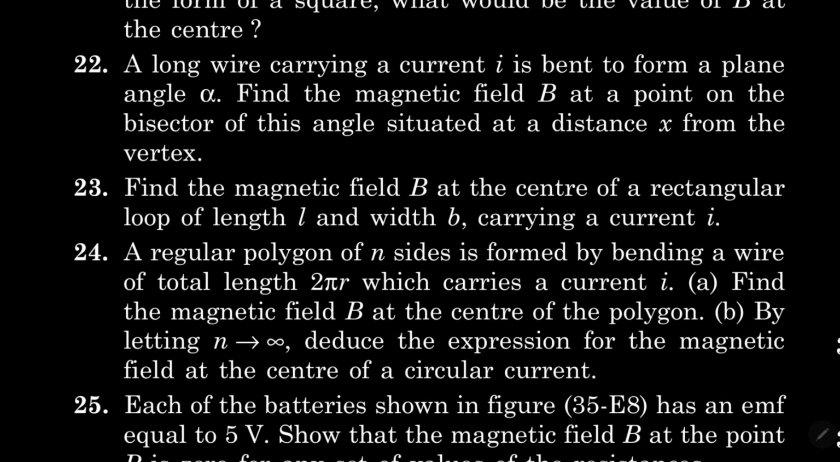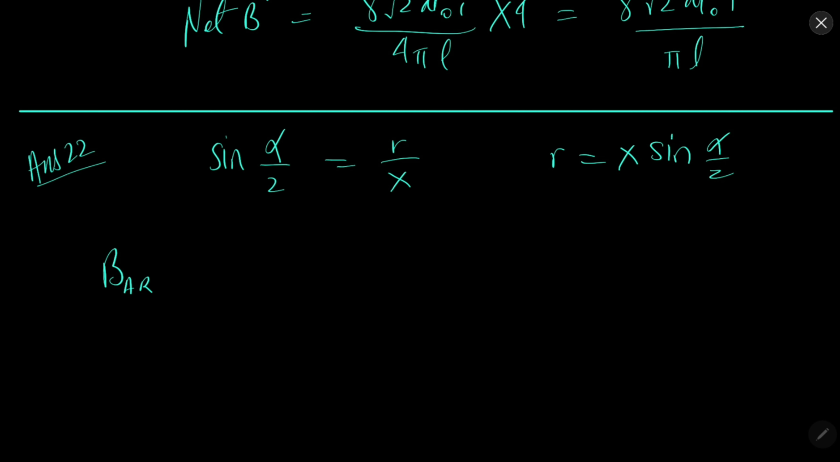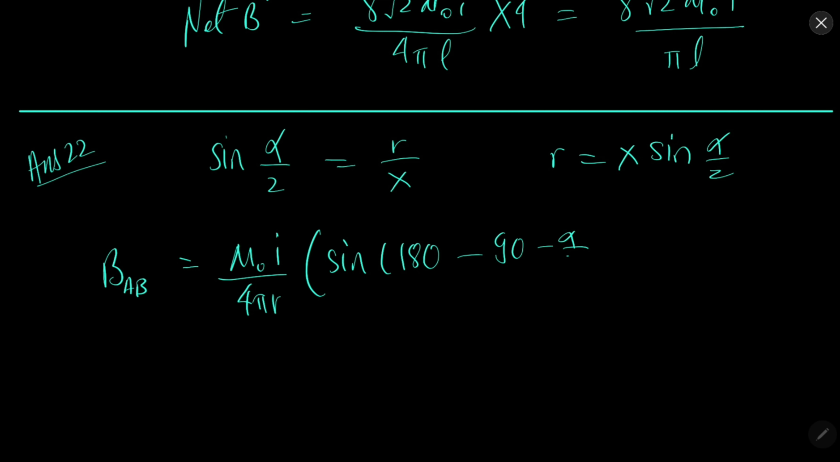In question 22, find the magnetic field at a point on the bisector of this angle. Solution 22: sin alpha by 2 is R by X, so R will be X sin alpha by 2. The magnetic field due to AB will be mu naught I over 4 pi R into sin of (180 minus 90 minus alpha by 2) plus 1.